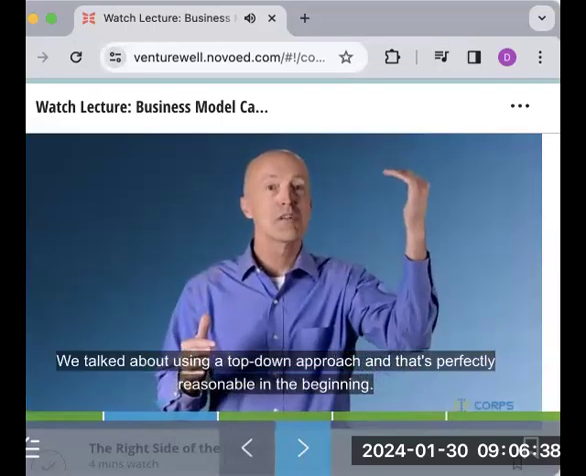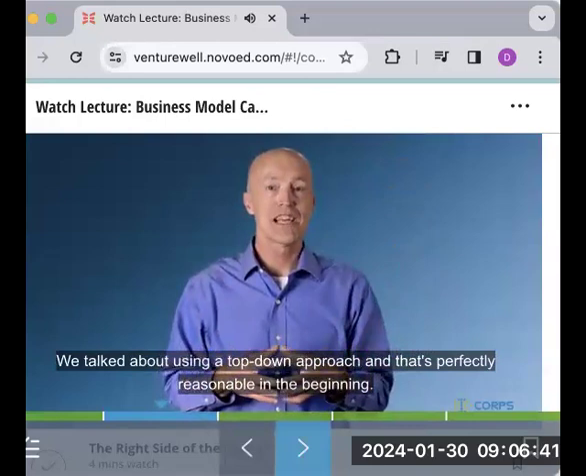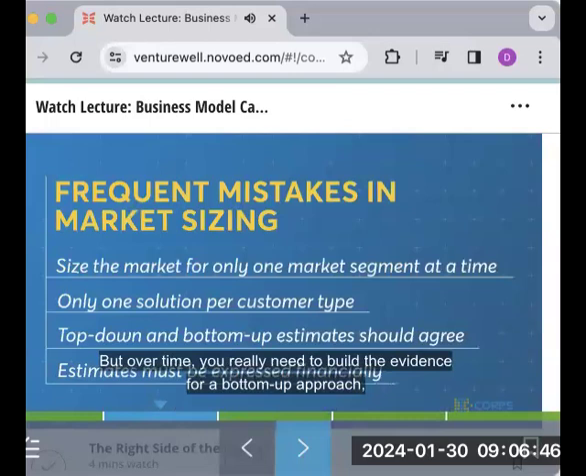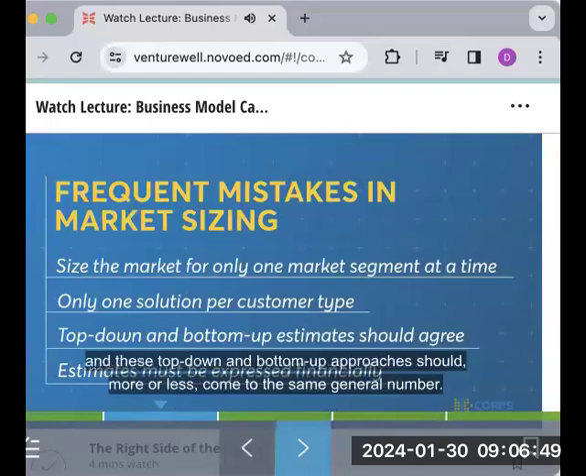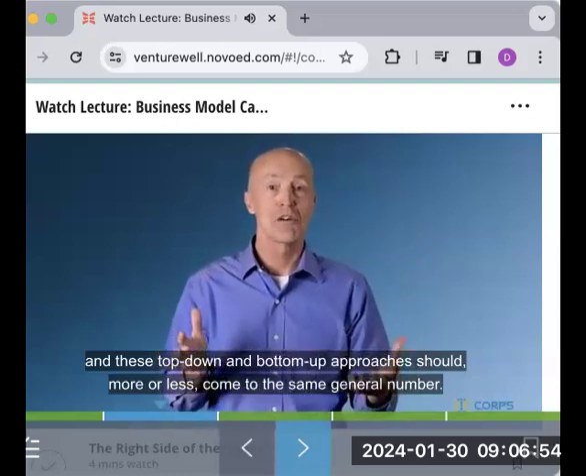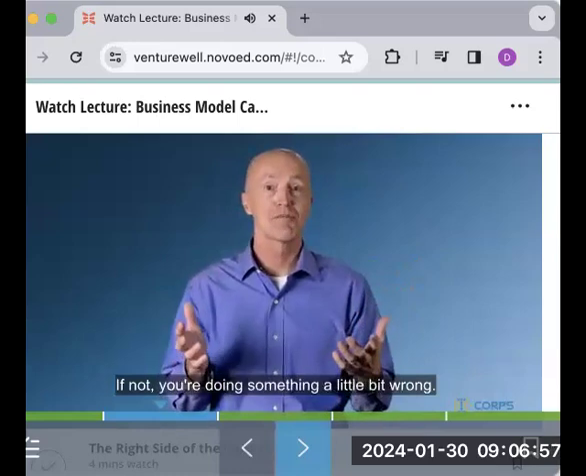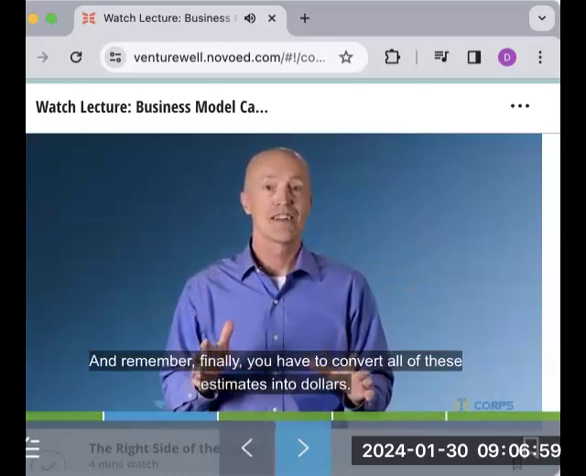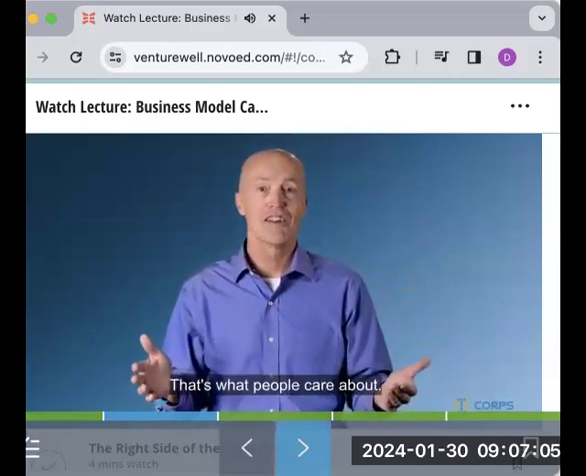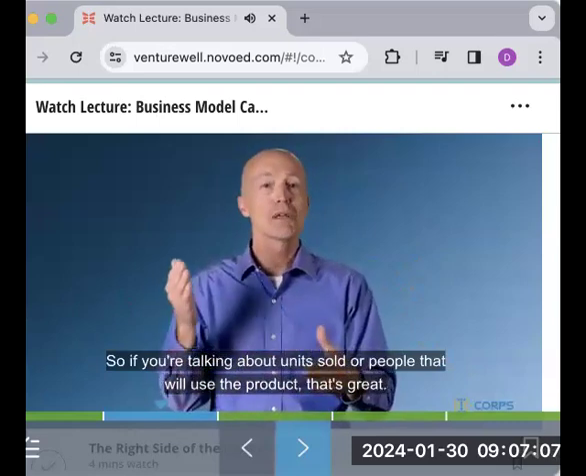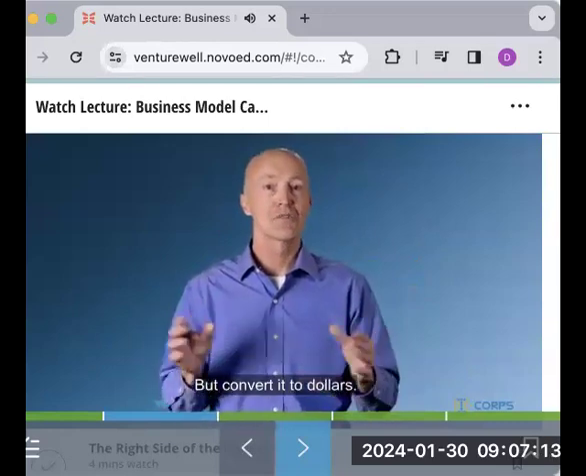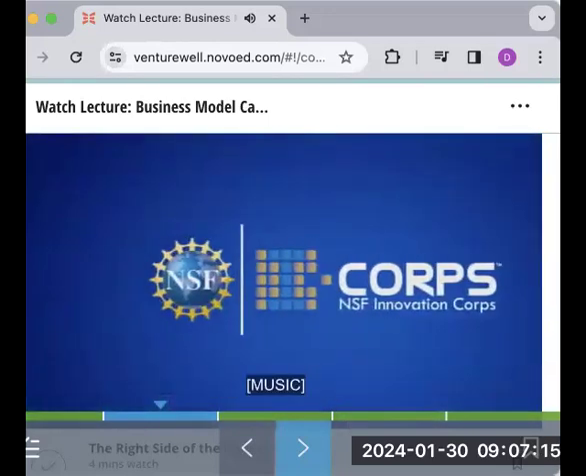We talked about using a top-down approach, and that's perfectly reasonable in the beginning. You should do that. But over time, you really need to build the evidence for a bottom-up approach. And these top-down and bottom-up approaches should more or less come to the same general number. If not, you're doing something a little bit wrong. And remember, finally, you have to convert all of these estimates into dollars. That's what people care about. So if you're talking about units sold or people that will use the product, that's great, but convert it to dollars. That's what investors want to hear about.